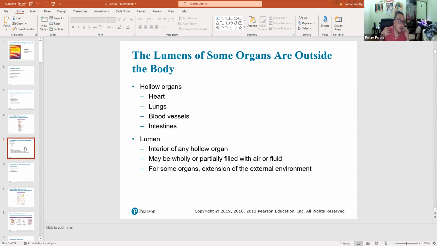The word lumen means light. If you're making slides, where there's no tissue, there's light coming through. So the lumen is the interior of any hollow organ. It's usually filled with air or fluid of some sort. For most organs it is actually an extension of the external environment. So heart, lungs, blood vessels, intestines.